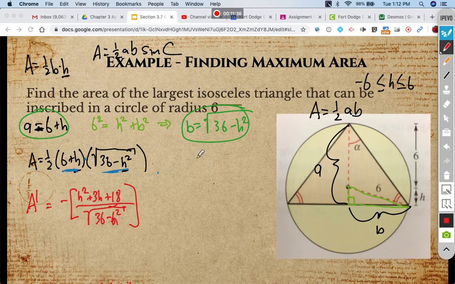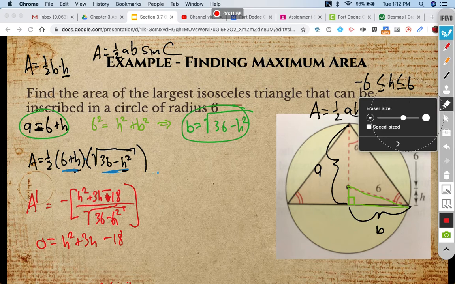So when I set this equal to 0, I only have to worry about this numerator. So I need 0 to equal h squared plus 3h minus 18, because I messed up on that one. That's a minus. I suppose I can make that neater for you.